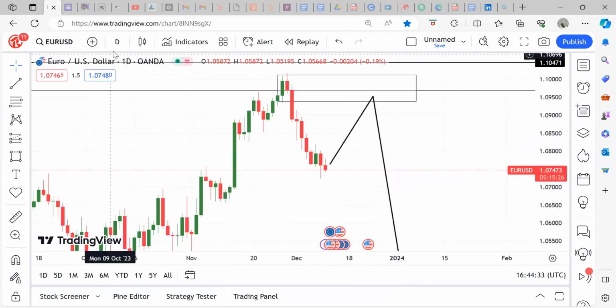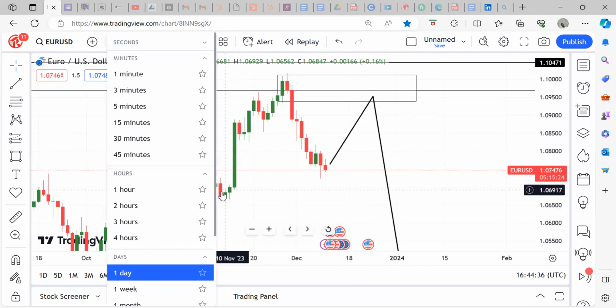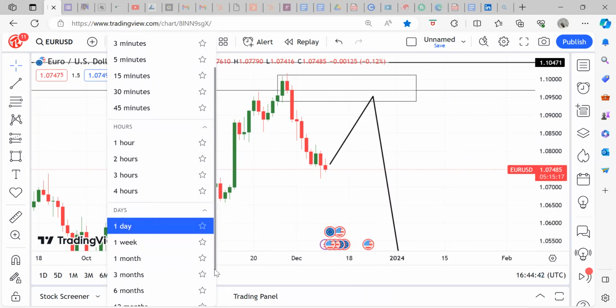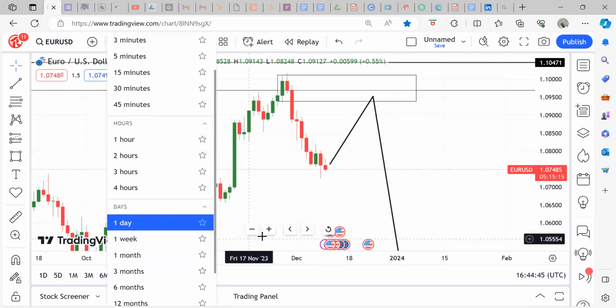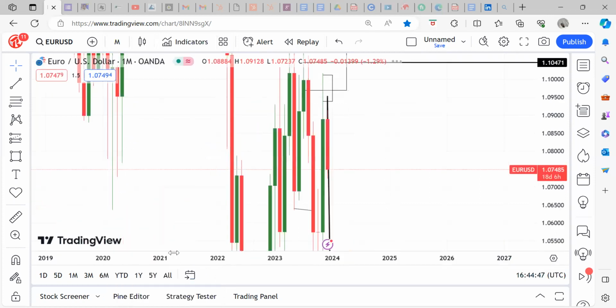So on the Euro USD, now going on the monthly, quick one on the monthly time frame. I don't want to spend much time here because I had the session already, and I'm very much tired. Then I just, anything for you guys.